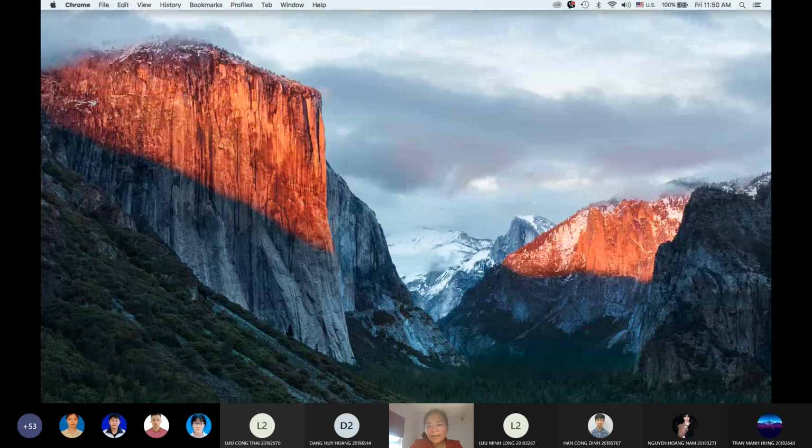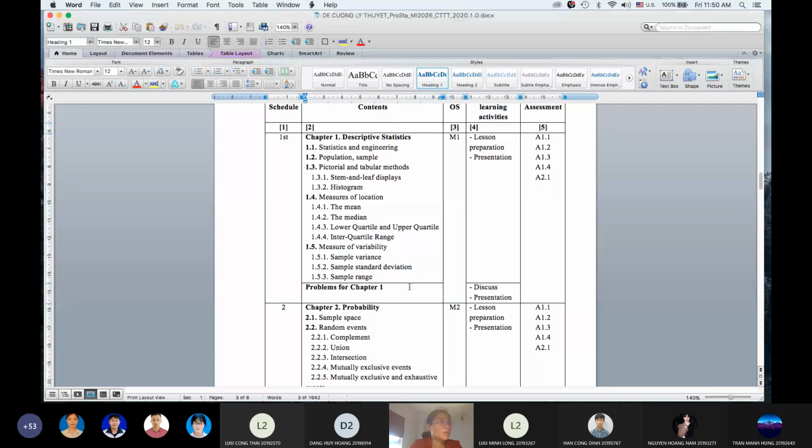Now it's the end of this week's lesson. You understand the sample range, sample standard deviation, sample variance, IQR, lower quantile, upper quantile, median, mean, histogram, population, sample, statistics and engineering. Now we finish this lesson for this week. I will give you all the exercises of chapter 1 in the textbook. Please deliver on time. Okay, goodbye and see you next week.